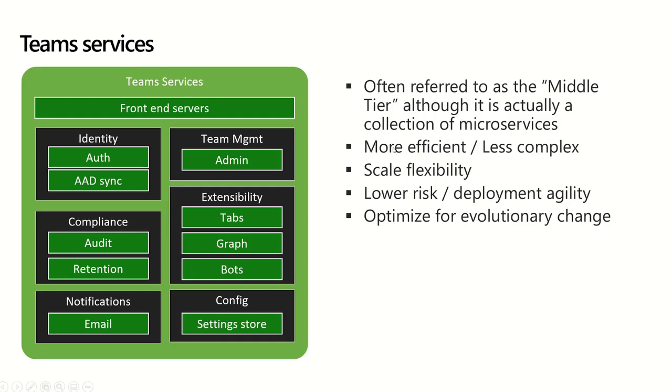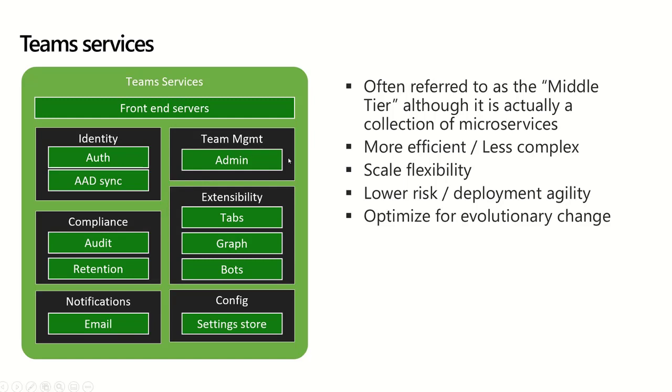And the reason we do it that way is because it's more efficient for us to code and to update, and it's less complex and all around makes it faster to iterate and deliver new features. It was also designed for scale flexibility. Each of these boxes has different scalability constraints and factors, and so it allows us to scale each of these services independently. As I mentioned, it gives us lower risk and higher agility when it comes to deployment. We can actually change features in one of these without worrying about destabilizing one of the other boxes.